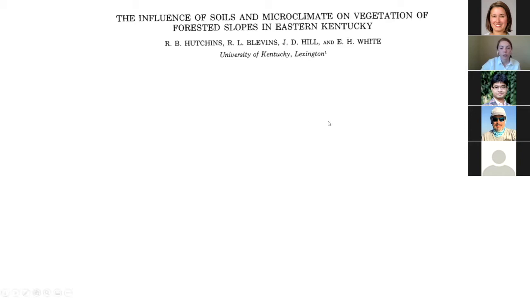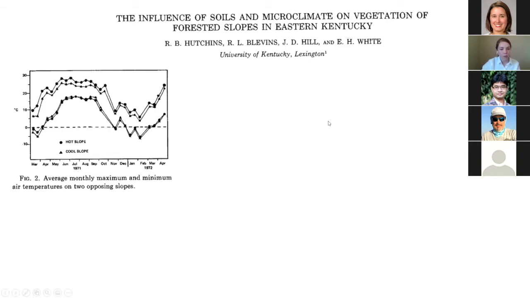The first would be looking at microclimate. This is a figure looking at different air temperatures on opposing slopes. The hot slope in this figure is the south-facing slope compared to the cool slope, which would be the north-facing slope. So you're seeing that difference in radiation and how that might influence microclimate.